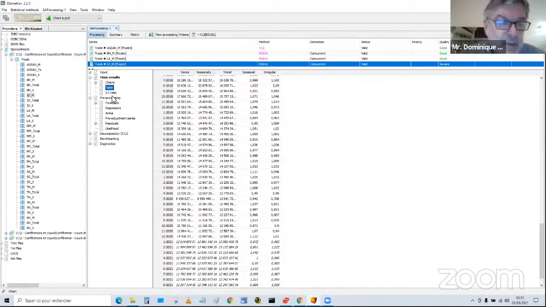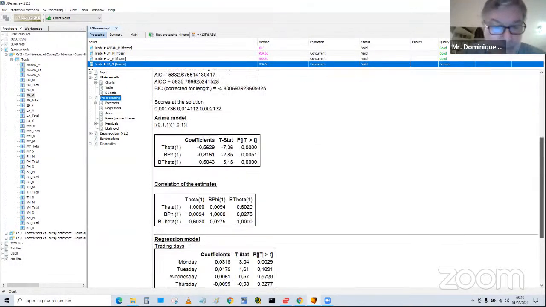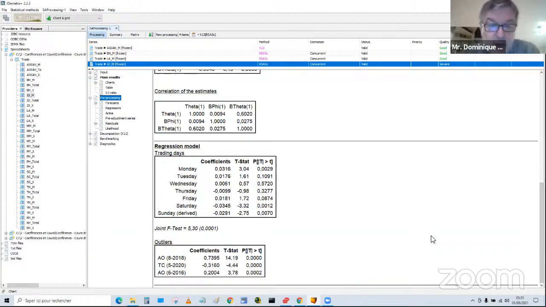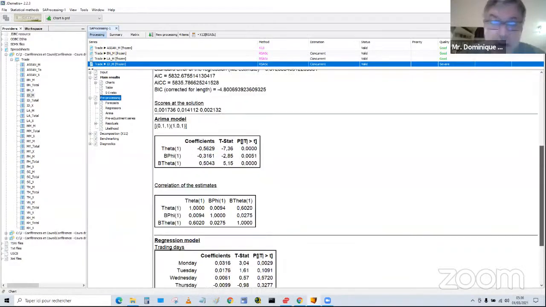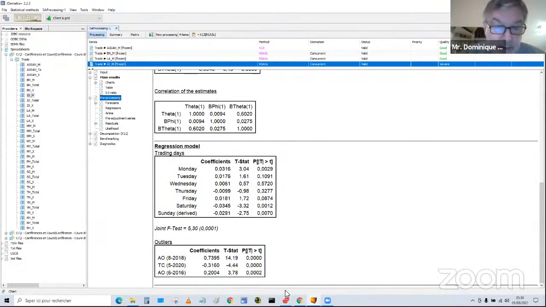Sorry, but let me show you the correction. We should have the outliers. So unfortunately, the software took a log transform of the data, so we do not have exactly the value, okay? It's too bad. I will check that this evening, and I will come back to you tomorrow on this. But you see that it has been detected by the software.